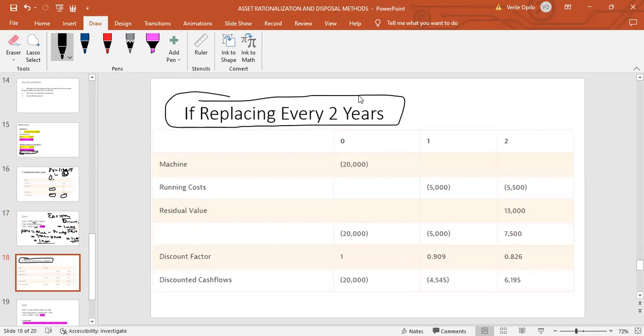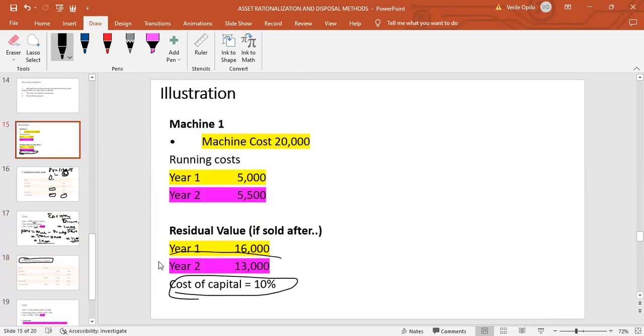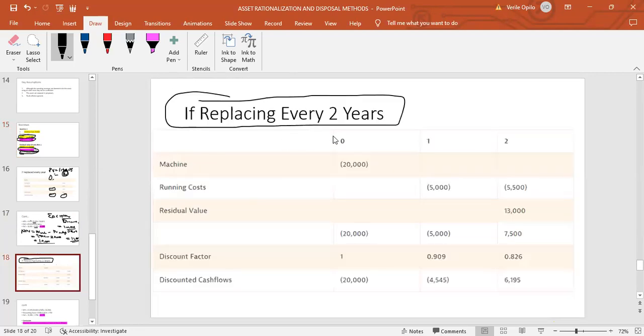So in this case, let's consider, again, all cash flows associated with this item. If we don't replace it within 1 year, then it means that we replace it within 2 years, meaning that the residual value is going to be 13,000. And it means that we're also going to incur running costs of year 1 and also the running costs for the second year. So we come here and show the various years.